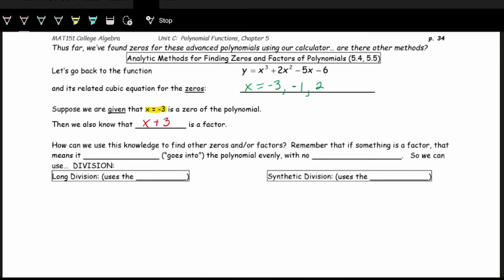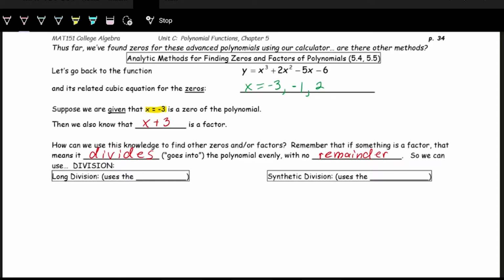And just like with numbers, if something is a factor of something else, then that means that you can divide the two things and you get some nice quotient that has no remainder. So to have a factor, it means that it divides, or goes into the polynomial evenly with no remainder, or a remainder of 0. So there's two ways that we'll see how to divide. The first way is with long division. Just like long division with numbers, but we're going to do long division with polynomials.